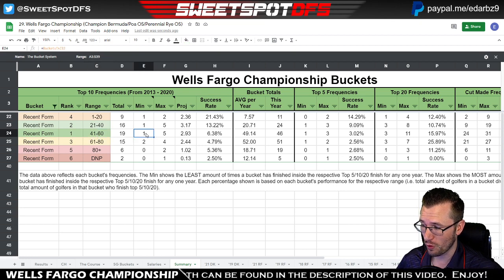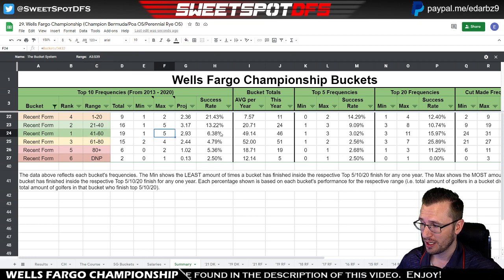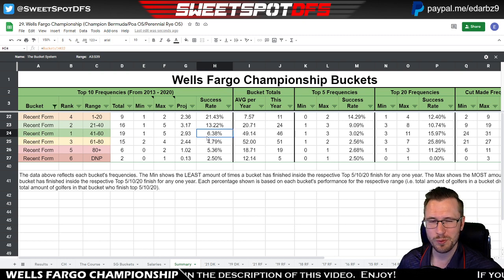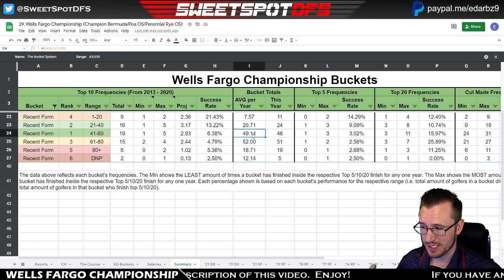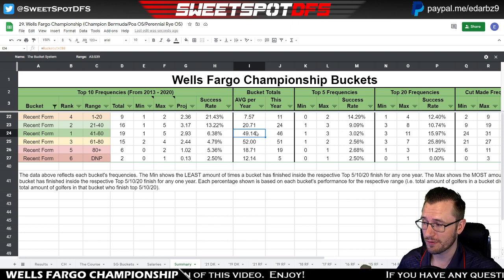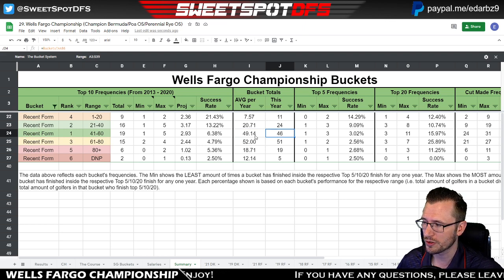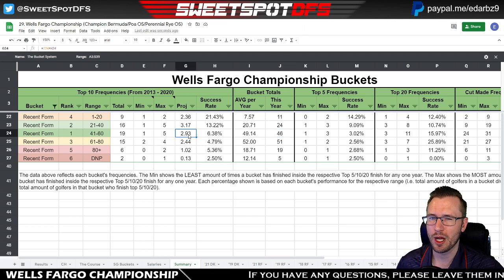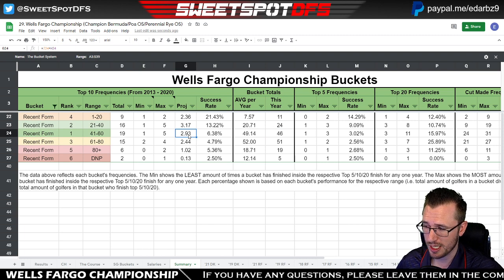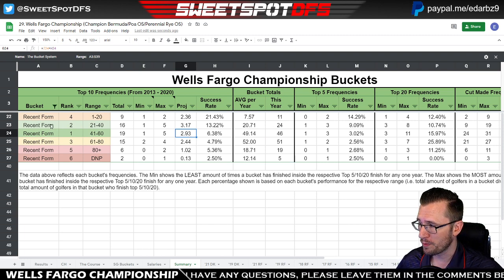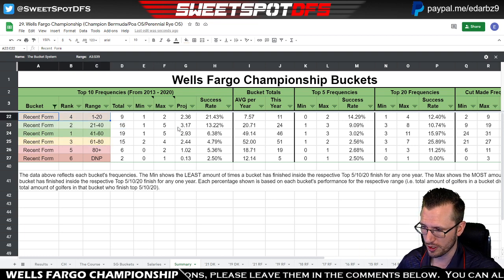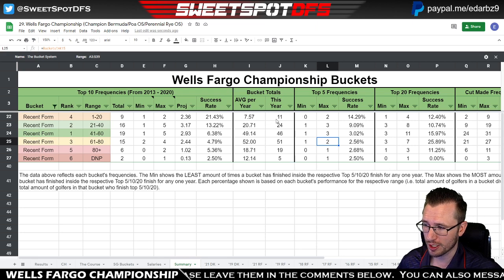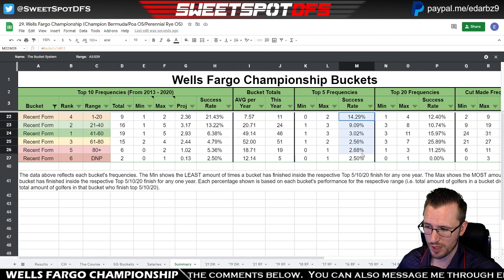And we've seen a minimum of 1 a max of 5. The success rate, not great, 6.38%. This looks to be a volume-driven bucket. 49 typically in this bucket each year, we see 46 this year. So pretty darn close. I'd say we can project around three golfers out of this bucket finishing inside the top 10. Your number 2 bucket is 20 to 40. Your number 3 bucket is 60 to 80. Your number 4 bucket's 1 to 20. And I would just say, take a look at how many are in that bucket this year versus their average. Look at their success rate for top 5 frequencies.